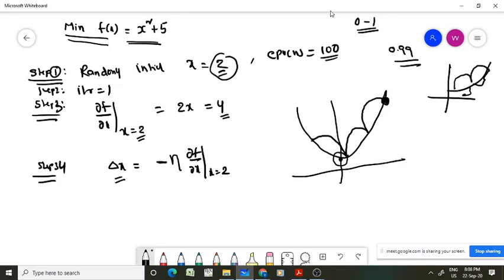As it is on the negative slope side, it is trying to move toward the positive slope side, so it takes a step from here to here, and from here to here again. As it is now positive, it comes back to negative, and from negative it comes back to here, because of the large step size.